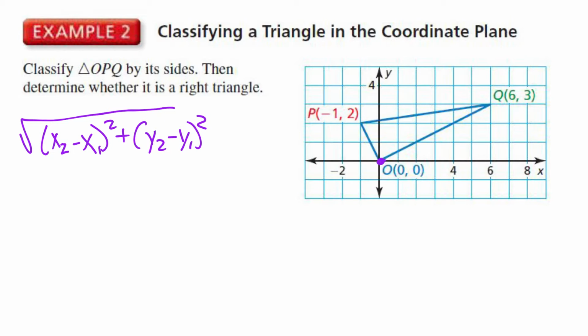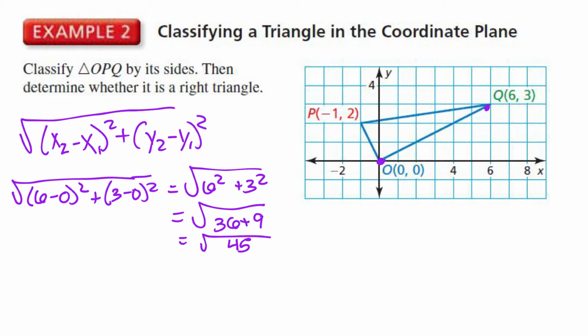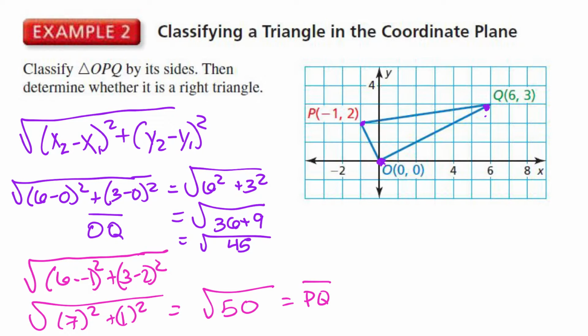So I'm going to first try to find the distance on this side. The length between O and Q, so OQ length, is equal to the square root of 45. I'm not going to simplify that because the square root of 45 is not a whole number. I'm just going to leave it as the square root of 45 for this case. And then we're going to find the distance between P and Q. When I use the distance formula to find the length of PQ, I get the length PQ is equal to the square root of 50, which means none of the sides are the same, which means this is a scalene triangle.